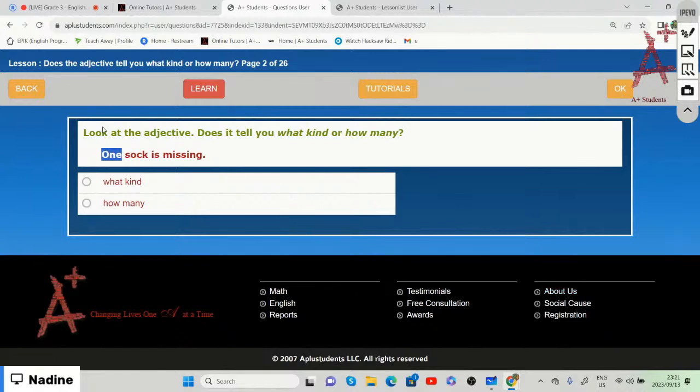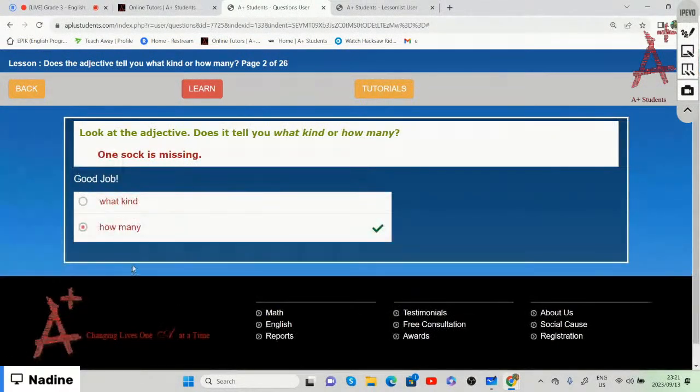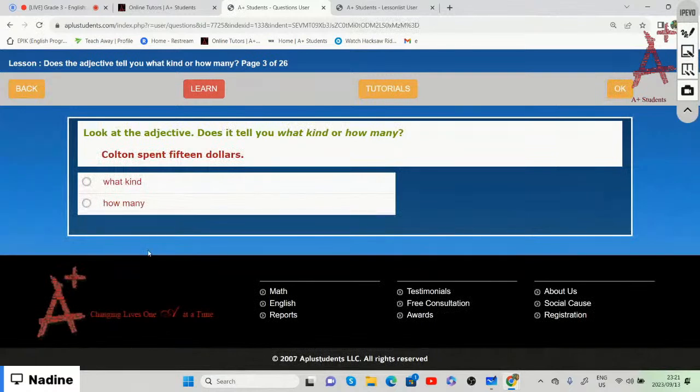So if we look at the word one, one sock is missing, yes, it tells us how many. Out of my 2 socks that I have, one of the socks is missing. So it tells us how many of the socks are missing. So well done.